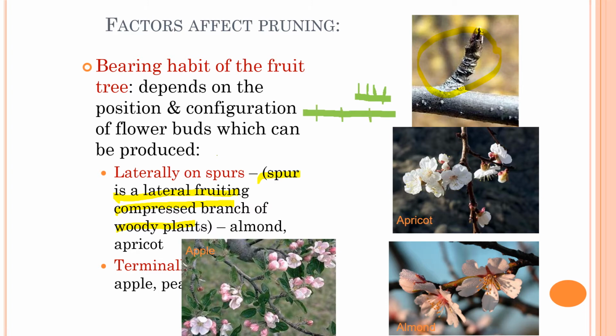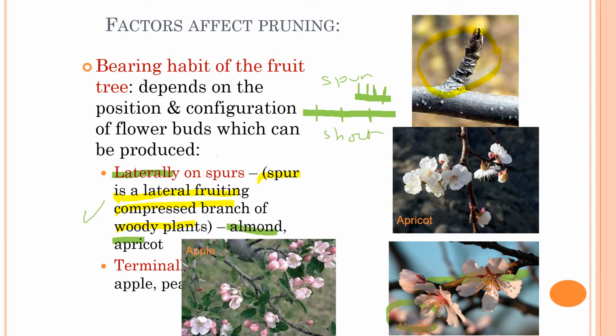So this is a spur, and this one is a shoot. The difference between them is that the spur is compressed, very squeezed. Examples of plants that carry their fruits on spurs are almond and apricot. So this is the almond, and they are also lateral on the spur. So the spur is like a shoot, and this is also the lateral side of the shoot.